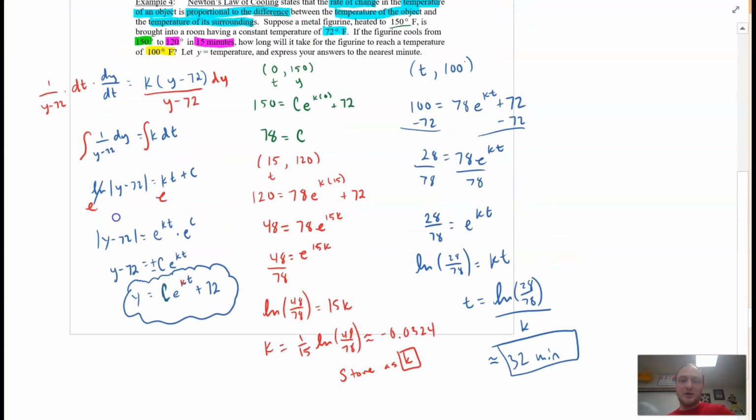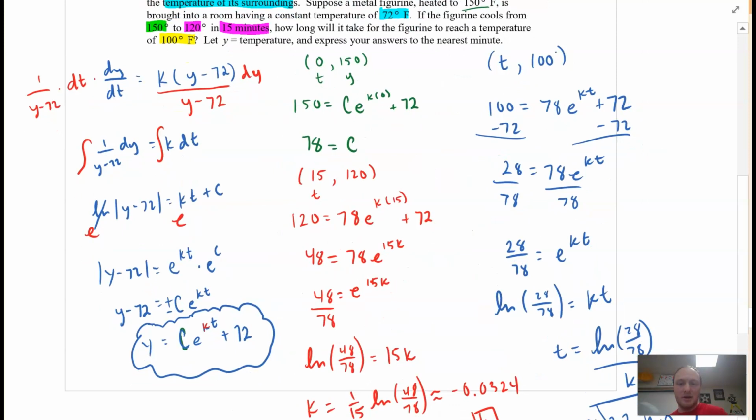All right, so it's going to take 32 minutes for this figurine to cool to 100 degrees. All right, that's Newton's law of cooling.